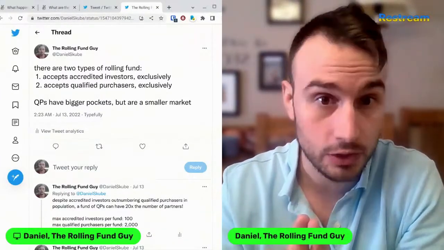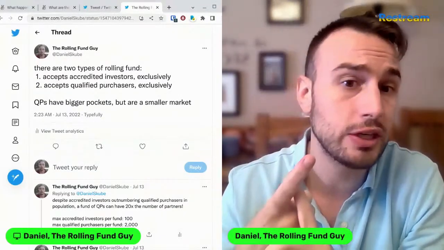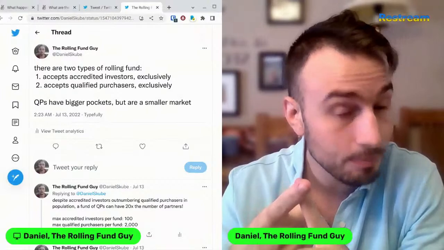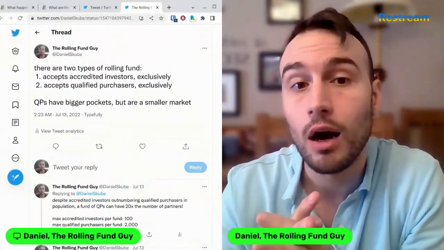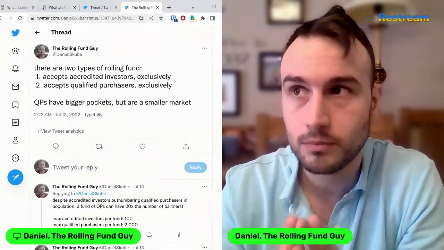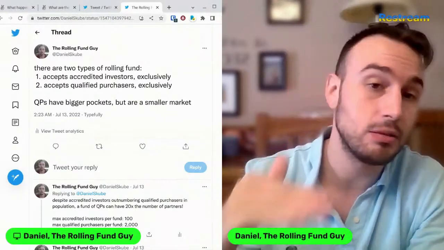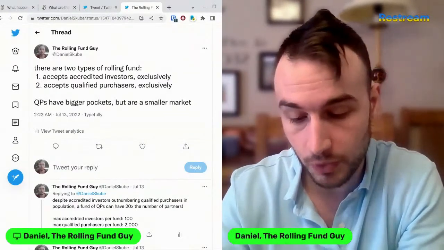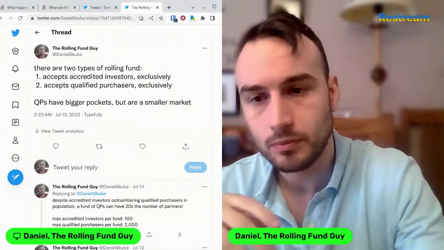An accredited investor can be accredited based on either having a history of earning 200,000 or more in income, or having a net worth excluding primary residence of over $1 million. Whereas QPs are assessed purely based on the investable assets they have, and that needs to be over 5 million. So they're larger whales. There are fewer of them, though.